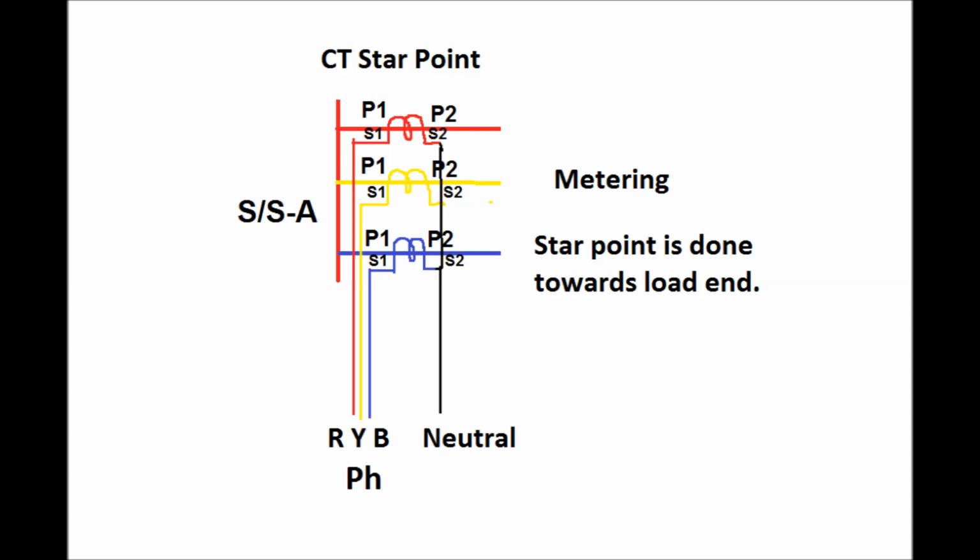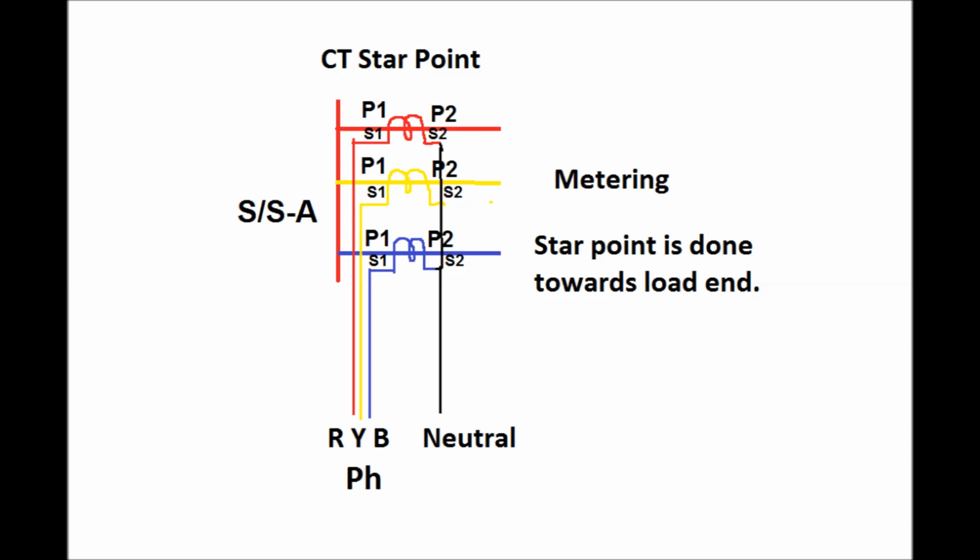That is, S1 of red, yellow and blue should be connected towards the meter red, yellow and blue coil with proper polarity. Otherwise there will be a change of import and export power. That is, if power is being exported from the substation, then instead of exporting it will show importing of the power.